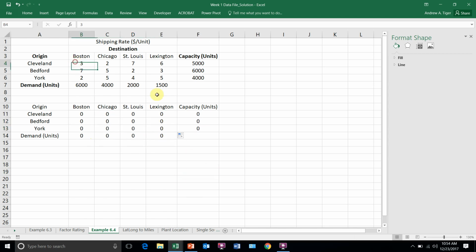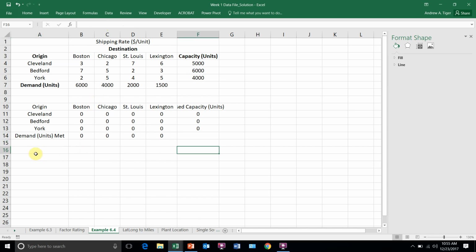So these are my cost drivers. These are my capacity limitations. These are my demand requirements. These 12 variables will represent how much I ship from Cleveland to Boston, Cleveland to Chicago, Cleveland to St. Louis, all the way down to York to Lexington. And this is my used capacity. And this is going to be the demand met, the actual amount that's shipped.